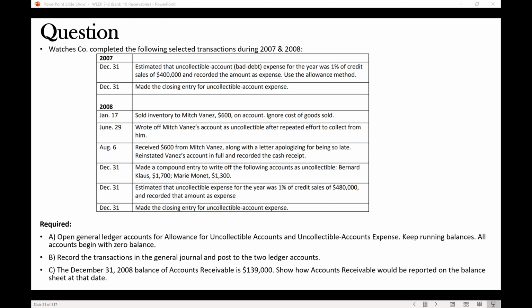C says on December 31st, 2008, the balance of accounts receivable was $139,000. Show how the accounts receivables would be reported on the balance sheet as at that date, right? So let's go right into it.